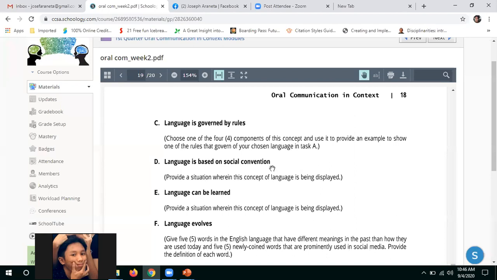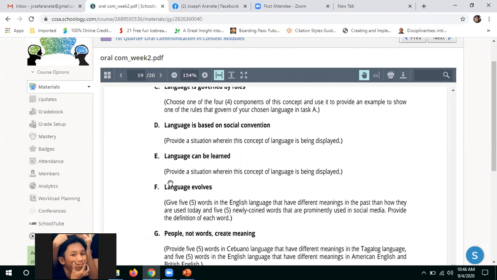Then language is based on social convention. Provide a situation wherein this concept of language is being displayed, where language is being used in social interaction. Then language can be learned. Provide a situation wherein you learn a language. It could be formal education, migration, or immersion, or kahit anong situation.